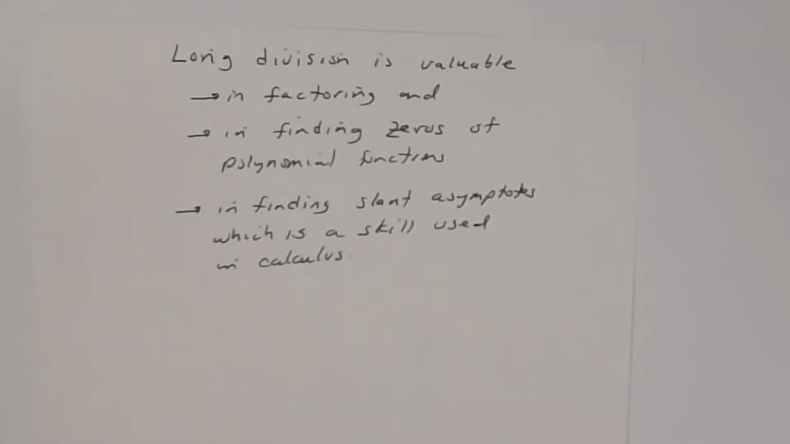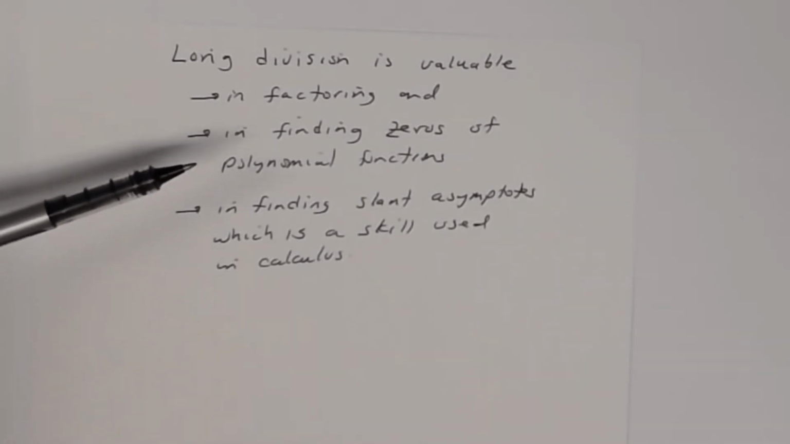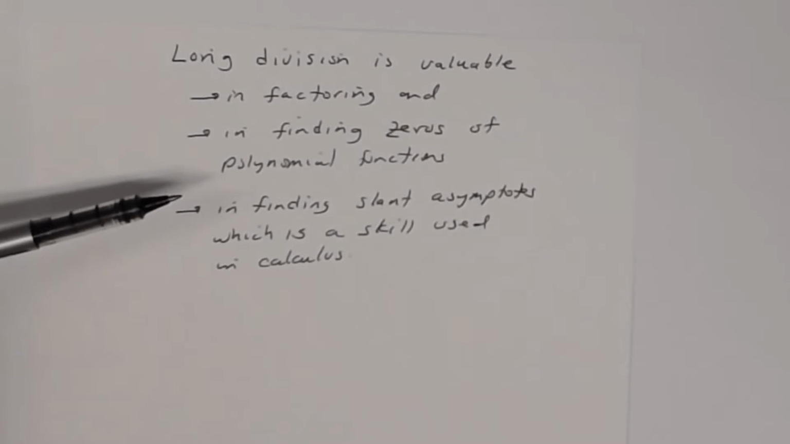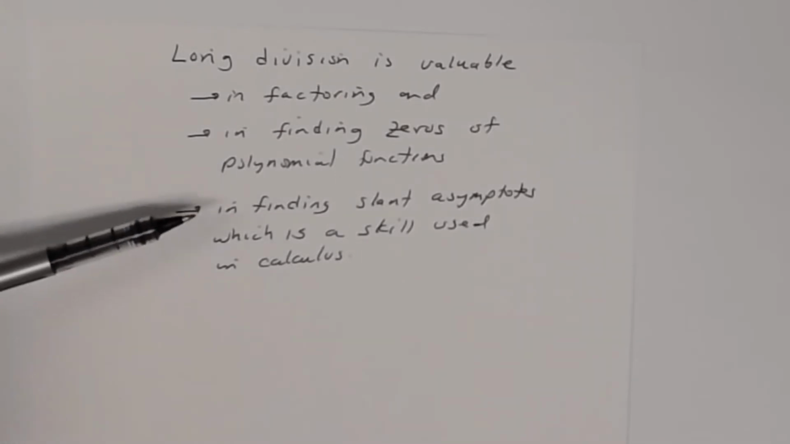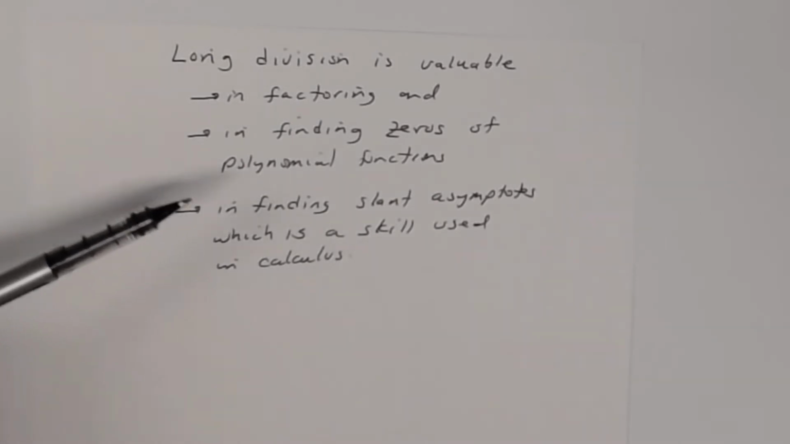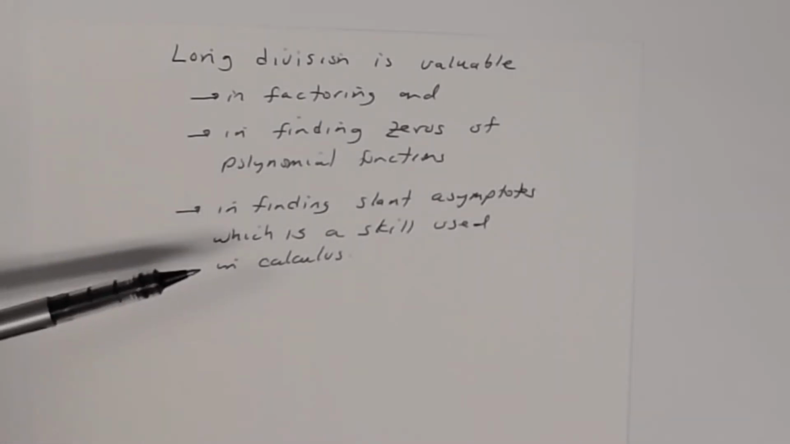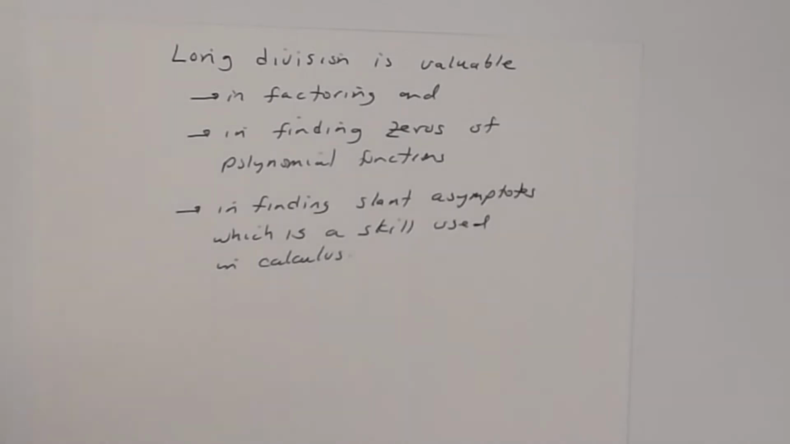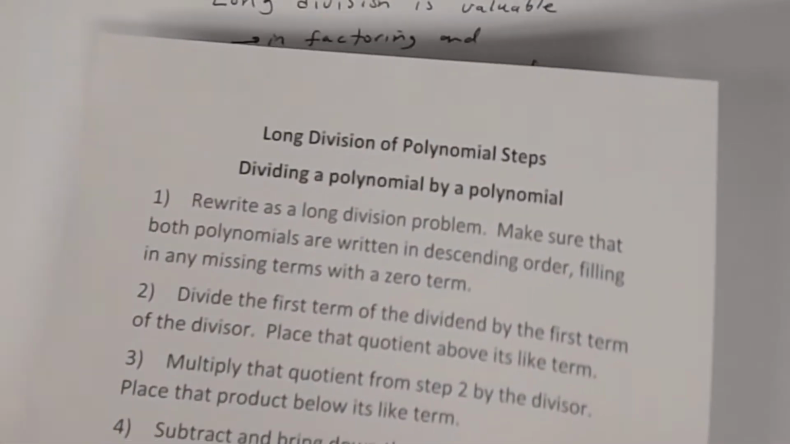Okay, so long division, one of the reasons we're learning the idea of long division in polynomials is that it is important in factoring. It can be used in factoring polynomials. It can also be used in finding zeros of polynomial functions, and it's also important in finding slant asymptotes, and we're going to talk about slant asymptotes at some point. But in finding slant asymptotes, which is a skill that's used in calculus. So that's one of the reasons why you're learning the idea of long division. So let's continue talking about our steps.